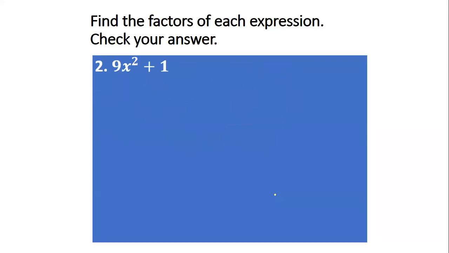Let's look at number 2. Looking at my a and my c, are they perfect squares? 9 is a perfect square. Is 1 perfect? I'm pretty sure 1 times 1 is 1, y'all. So they are perfect. So step 1, we're good to go. Step 2, I'm going to rewrite them as a difference of 2 squares. So that gives me 9x squared minus negative 1.